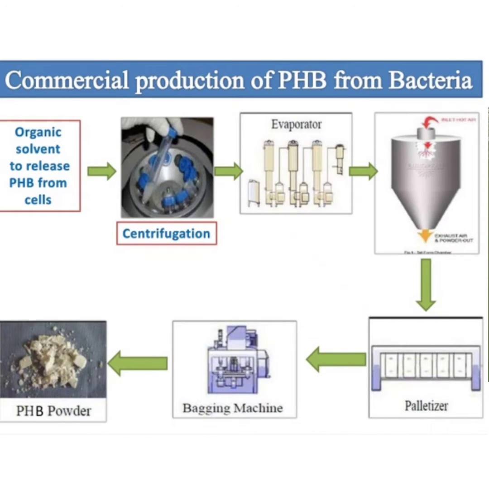How is the commercial production of polyhydroxybutyrate done from bacteria? Organic solvent is used to release the PHB from the cells, and centrifugation is done, and it is put in an evaporator, a palletizer and a bagging machine. Finally, the PHB powder is obtained.